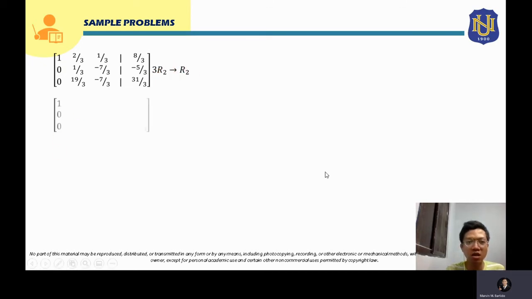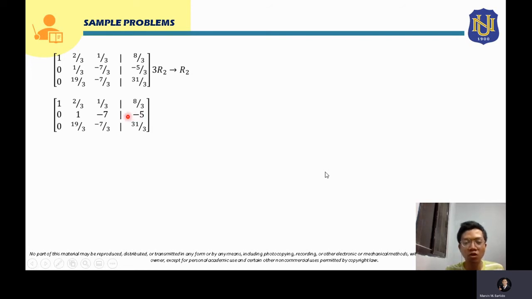the new augmented matrix. Okay, so this will become 3 times 0, so that will be 0. And then 3 times 1/3, that will be 1. 3 times negative 7/3, so that will be negative 7. Okay, and then 3 times negative 5/3, that will be negative 5. So this will now become the new second row.